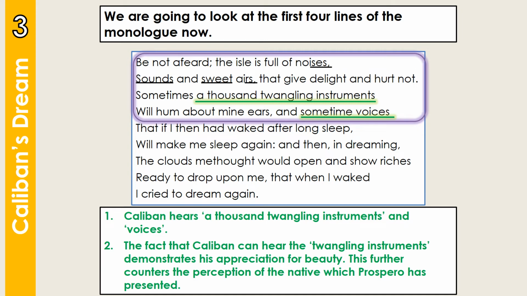So the fact that he can hear these noises and describes them as instruments, that's what shows us that he appreciates the noise of the nature around him. And it further counters the perception of the native which Prospero has presented. Remember, Prospero is the one that's conjured the image of Caliban as monstrous and ugly and horrible and incapable of doing anything nice, whereas in this, Caliban's got a much more sensitive side.